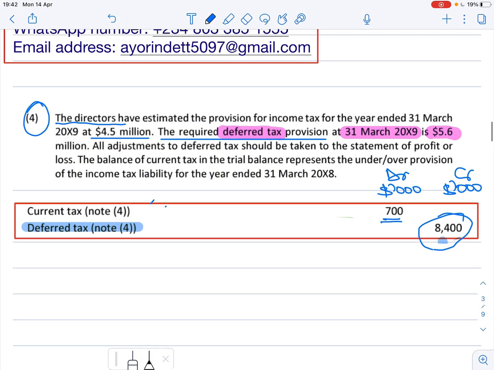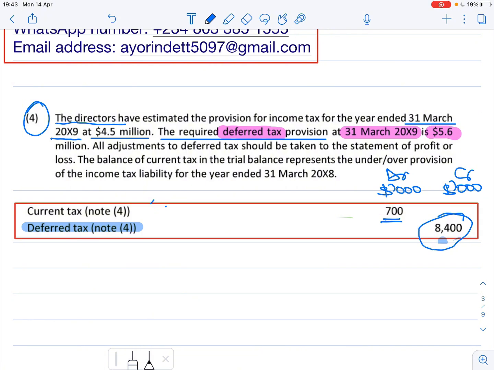Okay, let's go back to the notes. So note 4, we are going to read it from the beginning. It says the directors have estimated the provision for income tax for the year ended 31st March 20X9 at $4.5 million. So you must remember that this is sounding end of the year, 31st March 20X9.